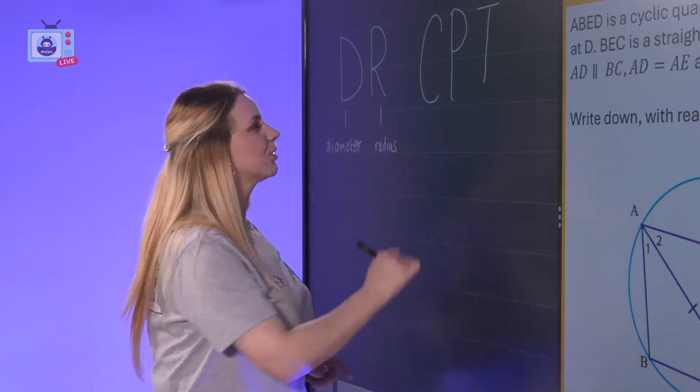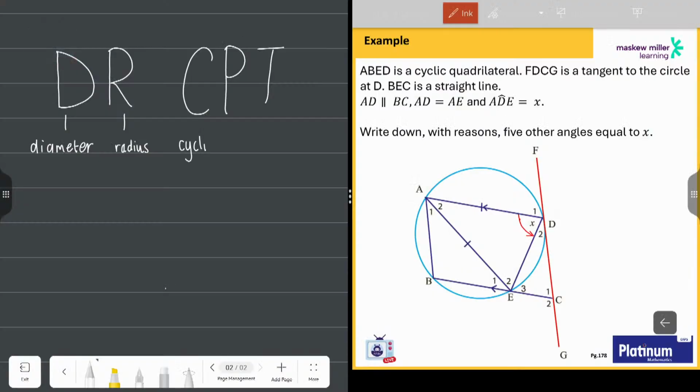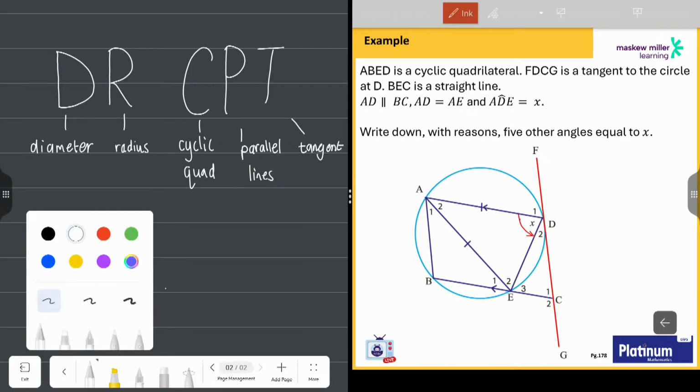The C represents cyclic quads. Do we have a cyclic quad? The P represents parallel lines. And the T represents tangents. Now, before I go any further, I'm going to look at Dr. Cape Town with regards to this question, but I just want to quickly stop at parallel lines.